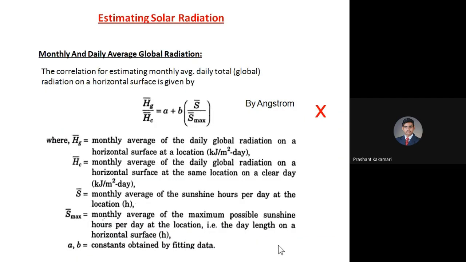So next, coming to an important new topic, estimating the solar radiations. Solar radiation data we have seen: for a given day, we can measure the solar radiations by pyranometer for diffuse radiations or the global radiations. And for the given day, we can use the pyrheliometer to find the beam radiations. And for measuring the sunshine hours, we can use the sunshine recorder.